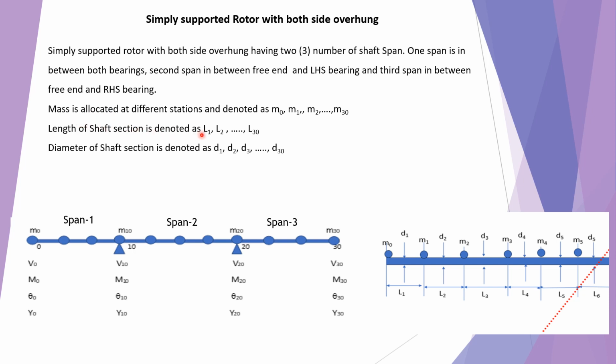Mass is allocated at different stations denoted as M0, M1, M2 to M30. Length of shaft section denoted as L1, L2, L30, and diameter of shaft is denoted as D1, D2 to D30. So you can see span 1, span 2, and span 3. And these are the different diameters, and the station numbers and corresponding mass and length between two stations.